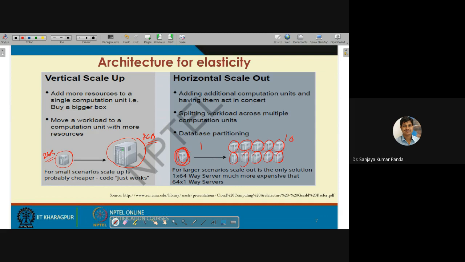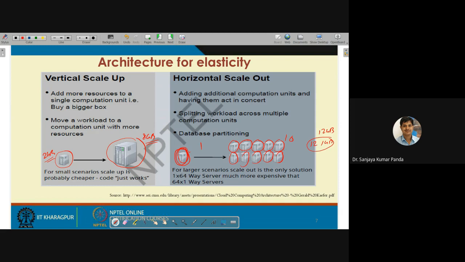Like a 1 cross 64-way server is much more expensive than a 64 cross 1-way server. Last class I also told you about purchasing a 12 GB server versus purchasing 1 GB servers. If you see with respect to cost, the 1 GB server is more costly.